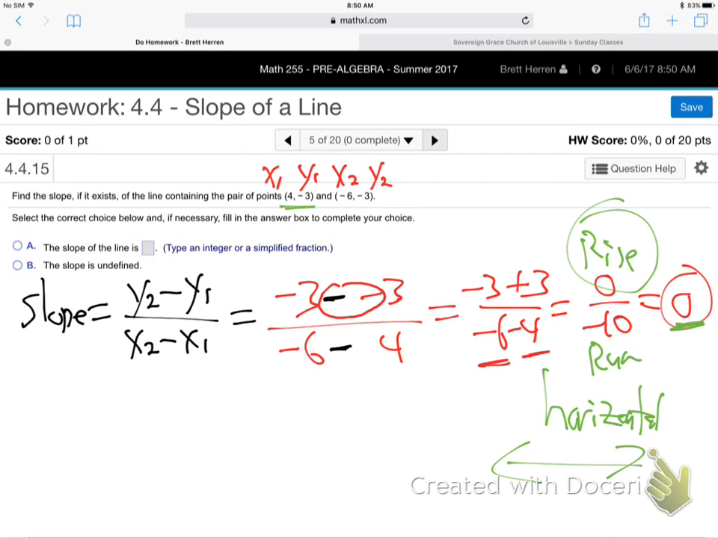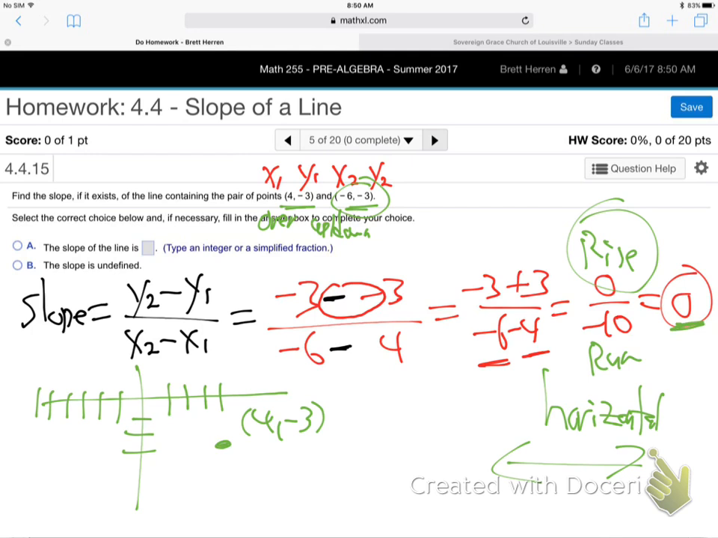You can see it if we graph the points. Let's do that again real quick. Over 4, remember the first number's over, the second number's up or down. So over 4: 1, 2, 3, 4, down 1, 2, 3. There's over 4, down 3. The other one is back 6: 1, 2, 3, 4, 5, 6. Back 6, down 3. See the two dots? If I was to connect those two dots, see what I'd get? A horizontal line. No rise. 0 on the top is just 0.